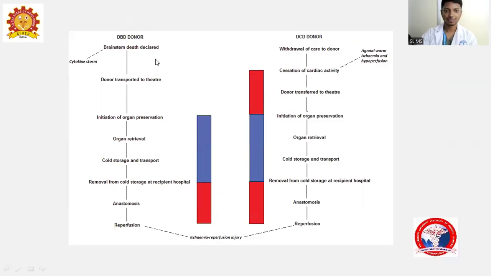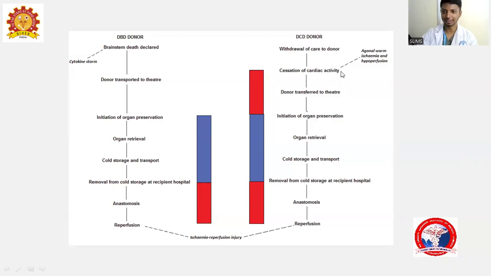So these are the sequence of changes that can be seen in a DBD donor and a DCD donor. DBD means that there is a donor after brainstem death. So brainstem death is declared, the donor is transported to the theatre, and organ preservation is initiated, followed by organ retrieval, then cold storage and transport, and removal from the cold storage at the recipient hospital. This is followed by anastomosis and reperfusion in the recipient.